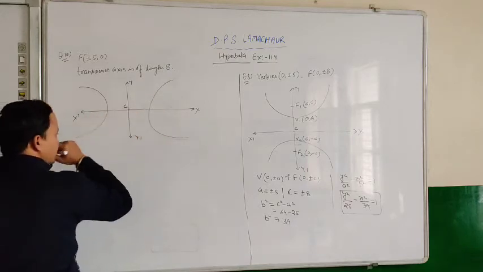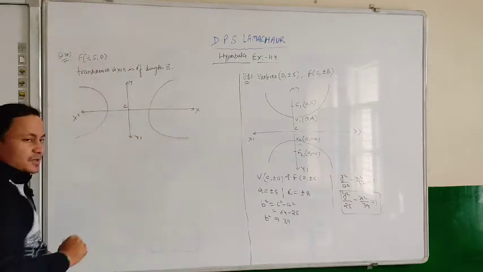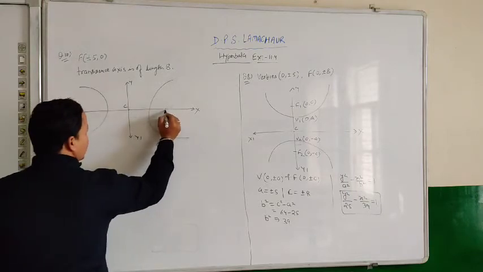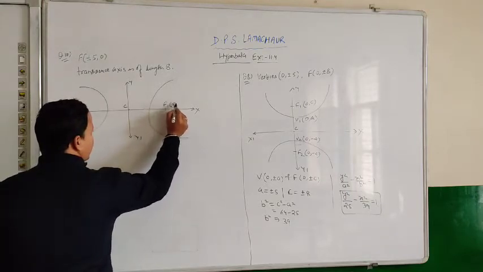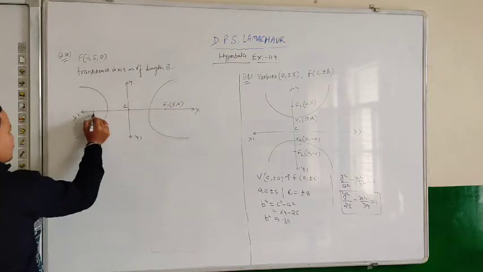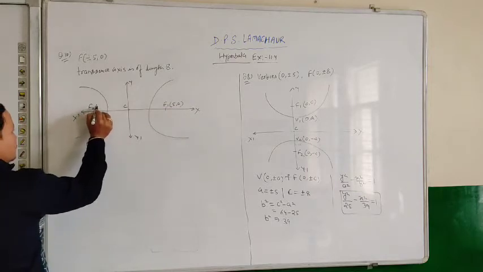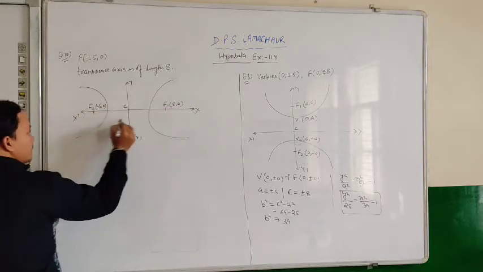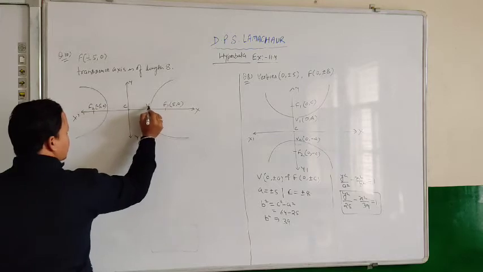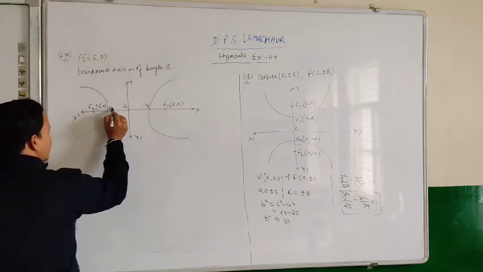Of course, this is center. Since here focus is given as (±5, 0), so here the first focus (5, 0), and here the second focus F2 having coordinate (−5, 0). This is vertex V1 and this is vertex V2.